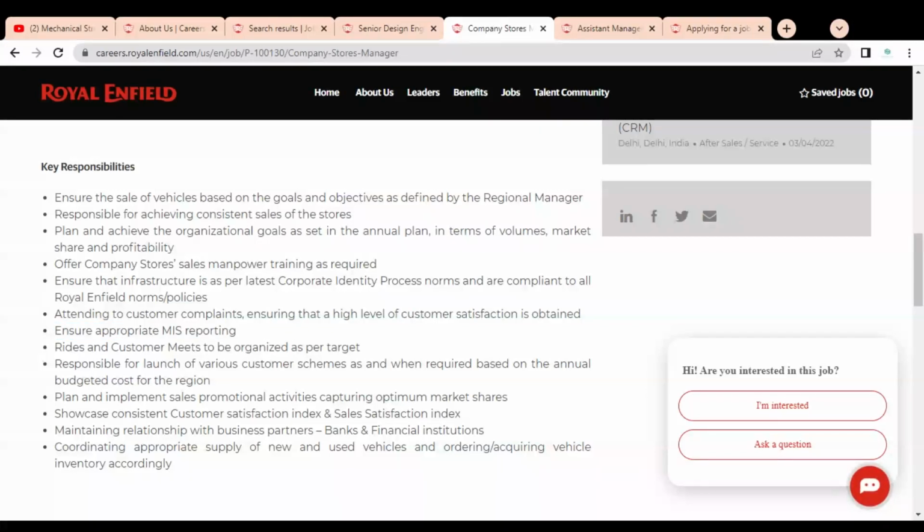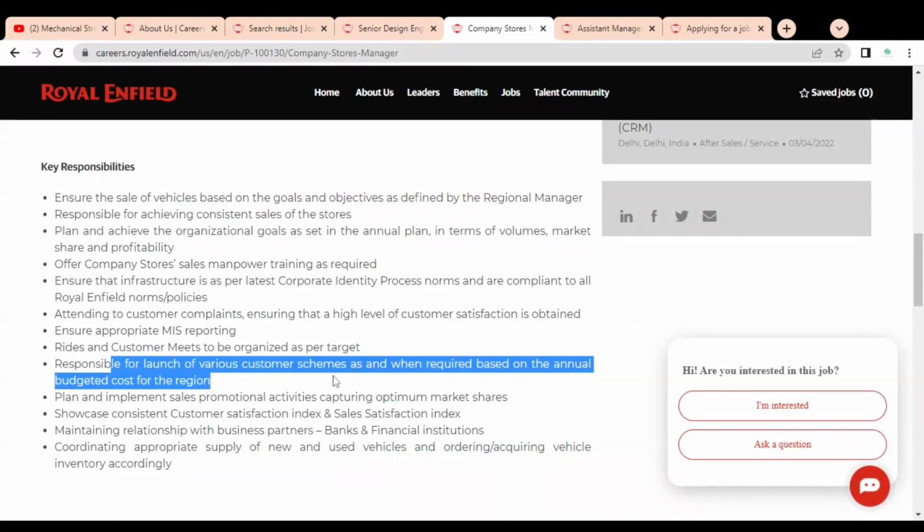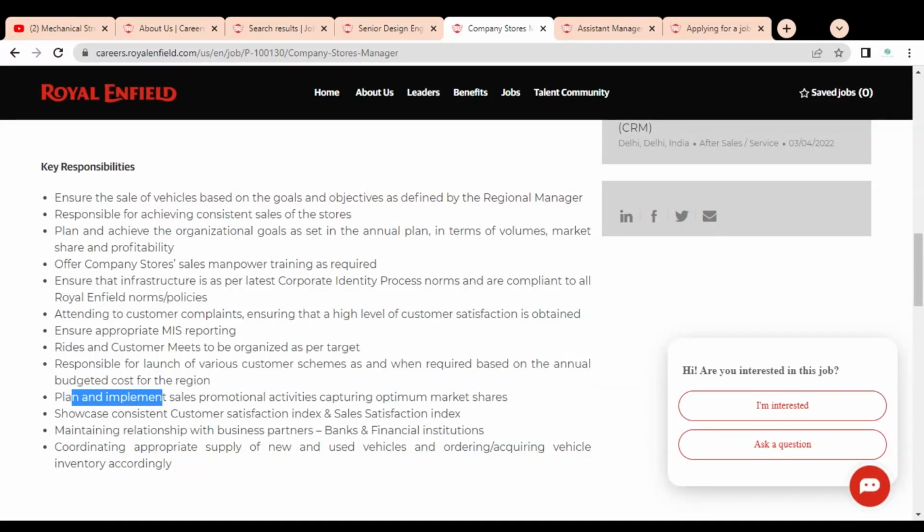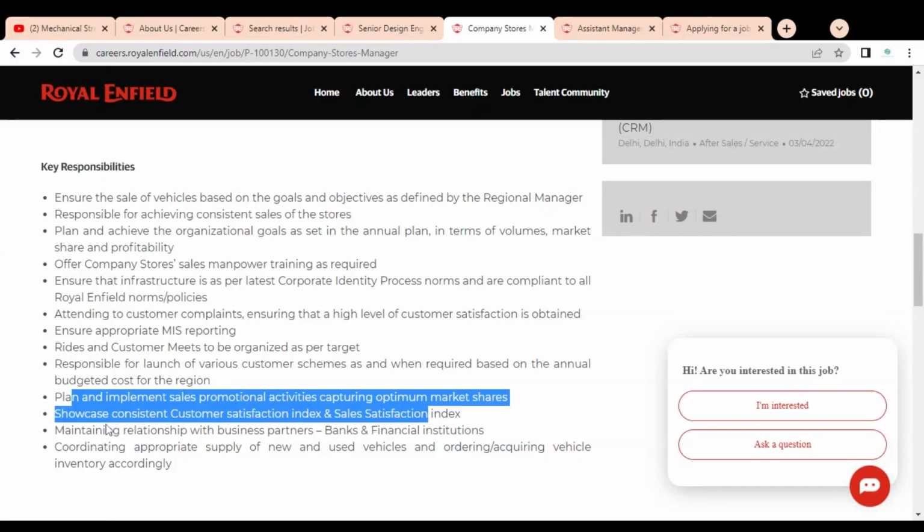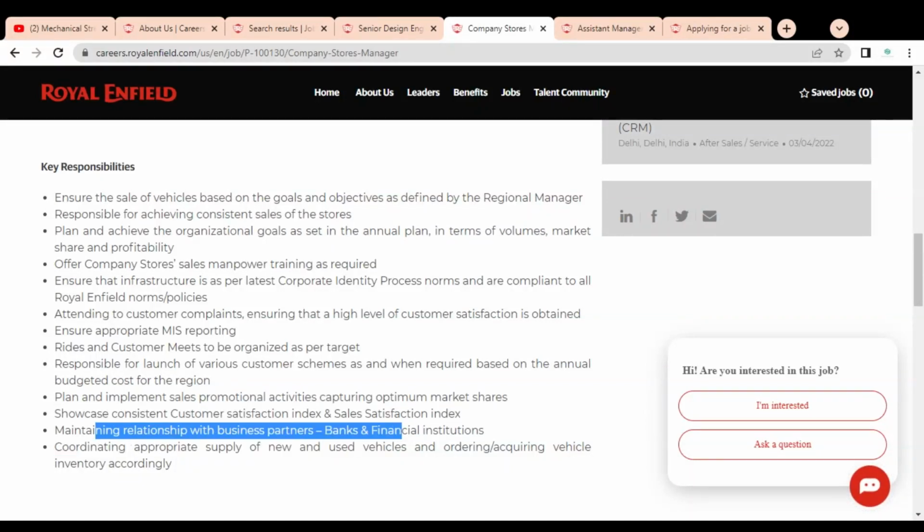You have to maintain various types of MIS reporting. Then rides and customer meets are to be organized as per the target. Responsible for launch of various customer schemes when required based on the annual budget. You have to plan and implement sales promotional activities, capturing optimum market share, maintaining the relationship with business partners. So these are some of the requirements given, friend.